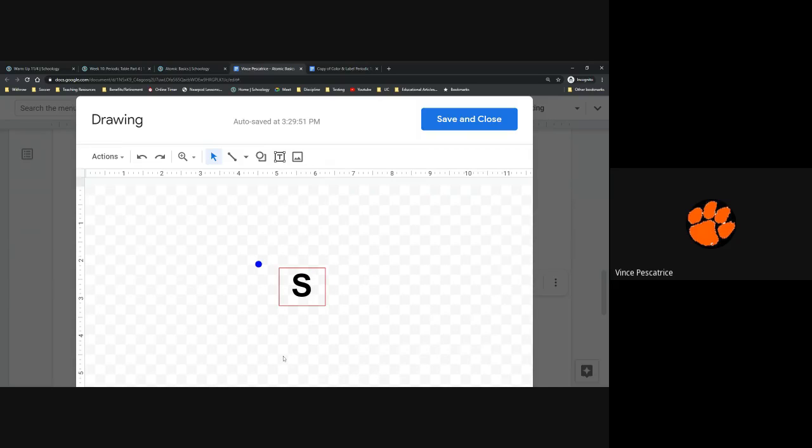So you're going to pretend that there's an invisible box around the S. And on each side of the box, there can be 2 electrons. So it'll be like 1 and 2, on each side of the box.